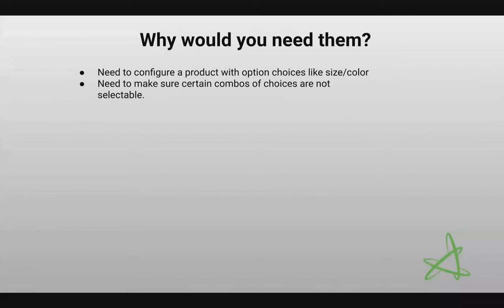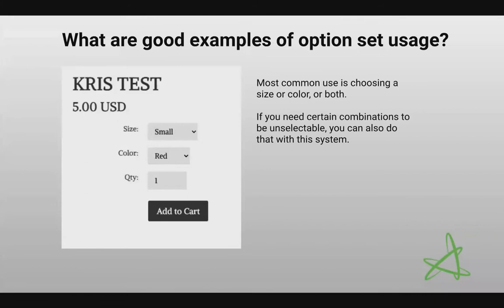So as I just mentioned, you would need option sets when you want to configure an item that's going to have multiple option choices that may or may not affect each other, or not every combination of options is available to the customer to purchase. So you need to make sure that certain combinations of selections are not eligible to be selected. And a good example, as we talked about, is size and color.